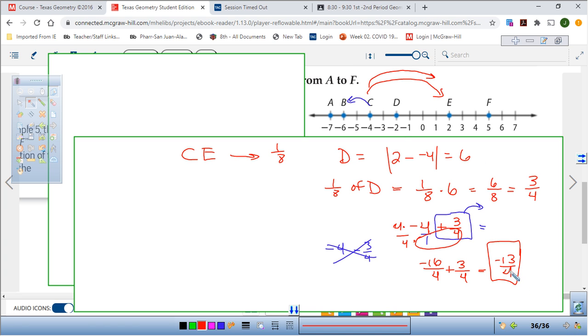I don't even know what number that is. Do y'all know what number that is? Well, let's think about this. How many 4s in the 13, guys?